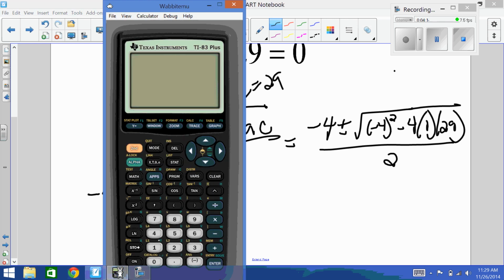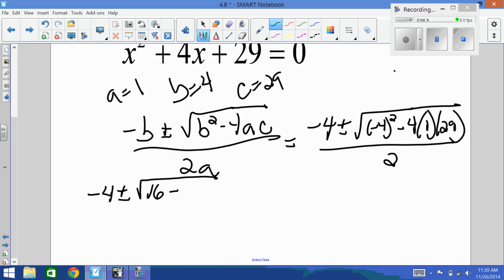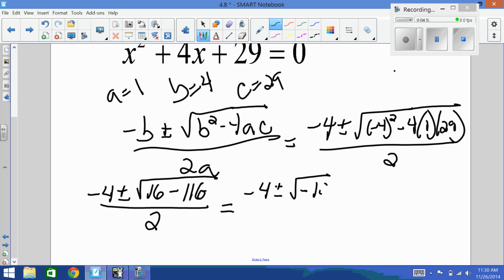Let me turn on my calculator. We want to do negative 4 times 29, which is negative 116. So that's 16 minus 116, which is negative 100, all over 2. So we get negative 4 plus and minus the square root of negative 100, all over 2.